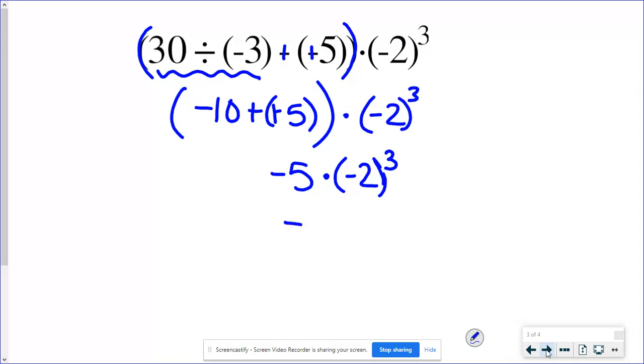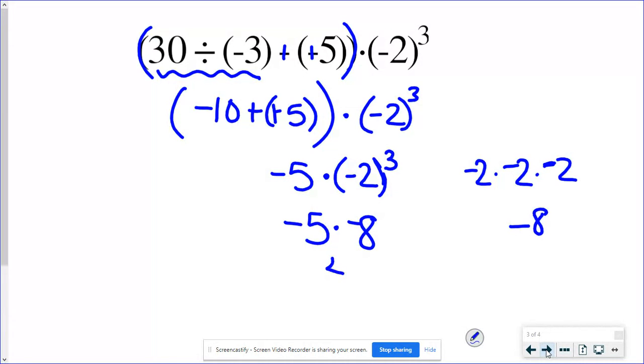So this is going to be -5 times, now -2 cubed would really be, let me write this out, -2 times -2 times -2. Oh, that got kind of messy. But I've got 3 negatives, which means it's going to be a negative. 2 times 2 times 2 is 8. So -5 times -8 is positive 40.